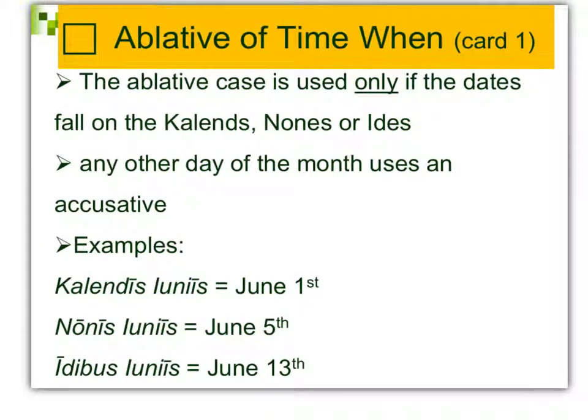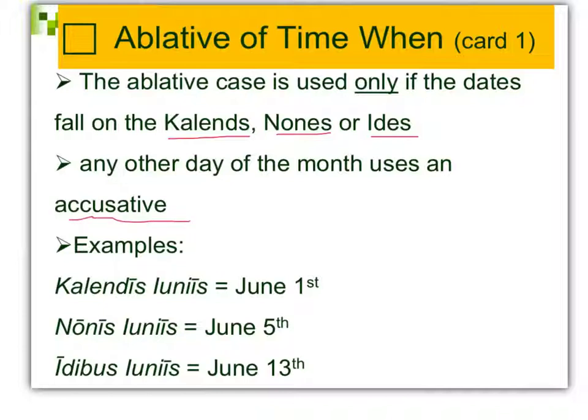Now, one of the uses of the ablative is something called the ablative of time when. And this is going to come into play only when the date we're talking about is actually the Calends or the Nones or the Ides. Okay? So not the day before the Calends, Nones, or Ides, or 5 days before them, but just use the ablative when the actual day falls on the Calends, the Nones, or the Ides. Any other day of the month, we'll have to use an accusative construction.